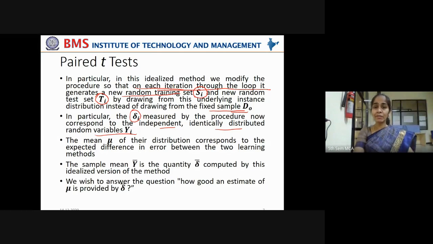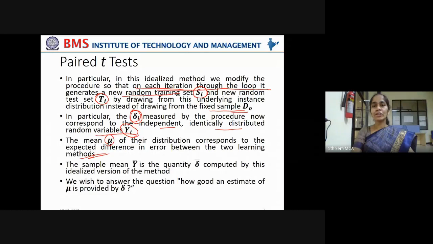In this case, when we have taken a new sample, the delta i measured by the procedure now corresponds to the independent identically distributed random variables yi. We have taken a different sample which is drawn from the same distribution but independently drawn. In that case, delta i pertains to the error associated with that particular new sample. Now, the mean mu of their distribution corresponds to the expected difference in error between the two learning methods.